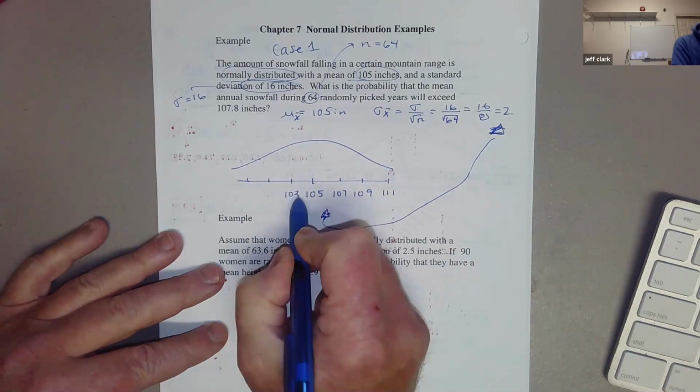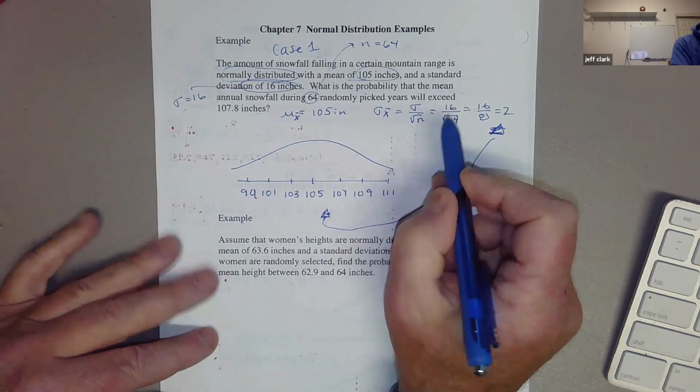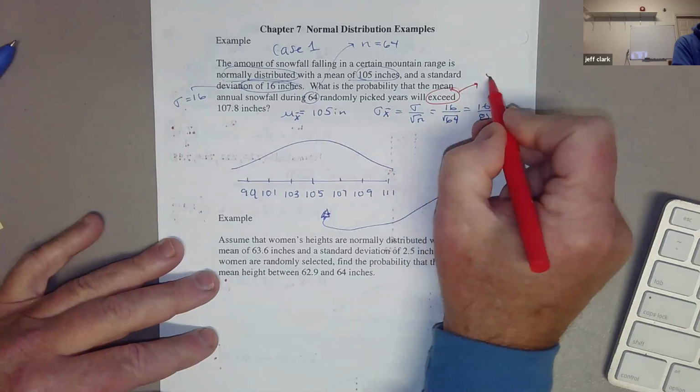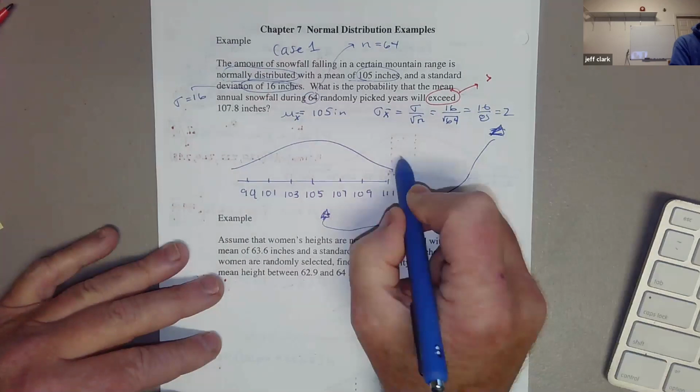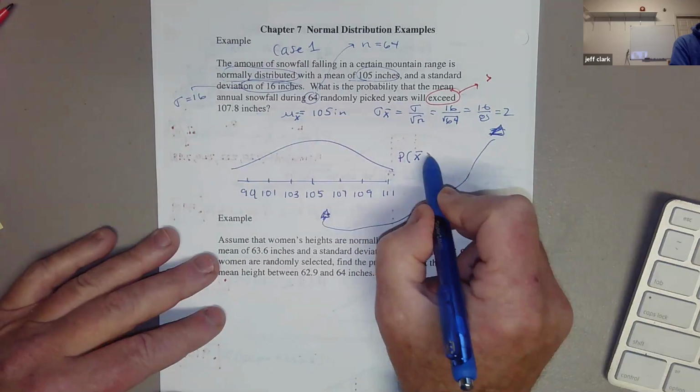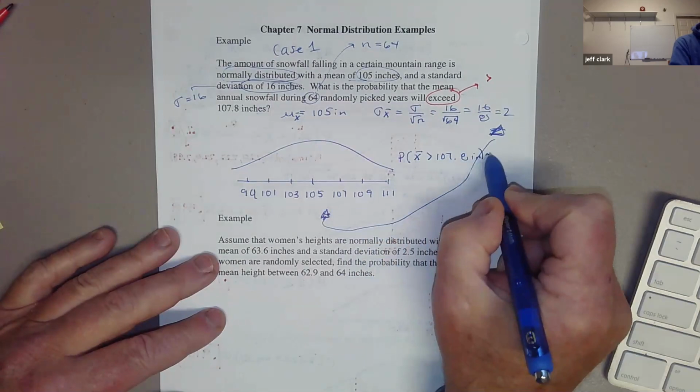And set up the probability distribution, which I'm looking here, exceeds, that's greater than. The word exceeds means greater than. So we're going to go probability that the average snowfall exceeds 107.8 inches, squiggle, squiggle. Find 107.8 in here, right about here-ish.